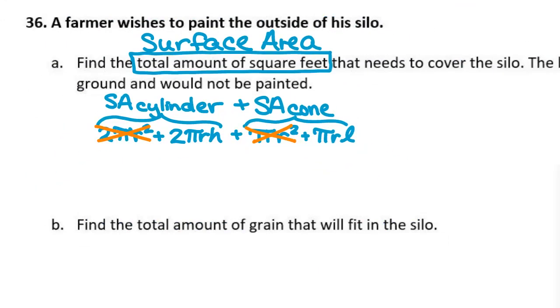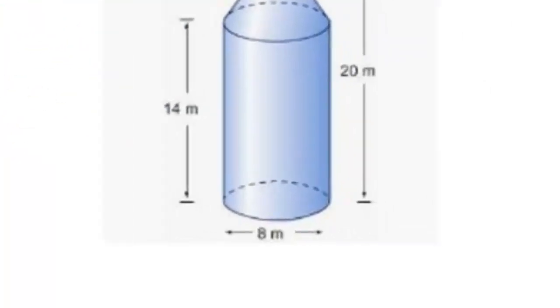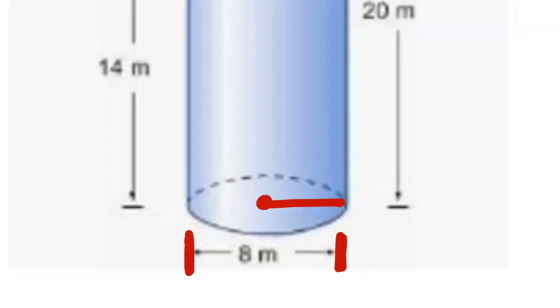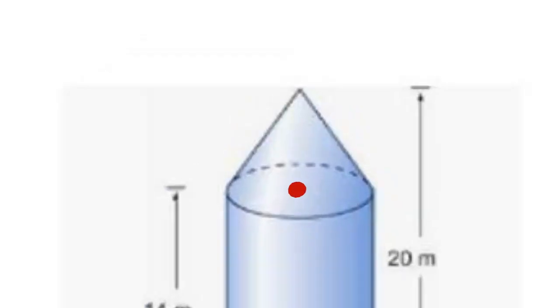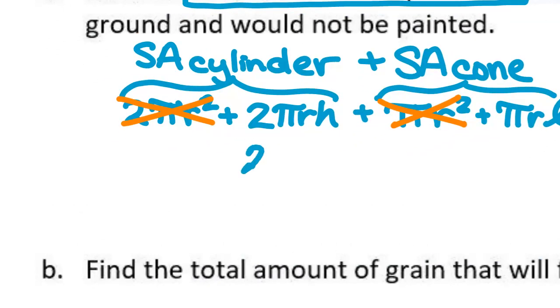All right. Do we know what r is? Radius, and it is 4. From here to here, that's my diameter, that's 8. So the radius would be 4 meters, and that's the radius for both the cylinder and the cone. So let's go ahead and substitute in. We have 2 pi times 4 times the height of the cylinder.